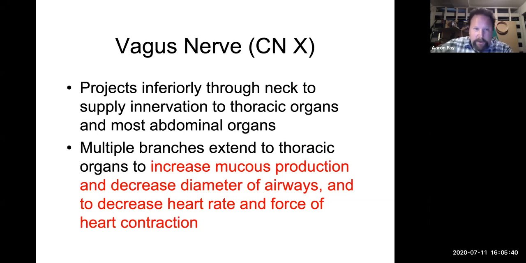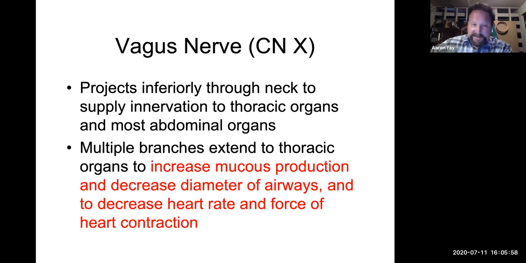Vagus nerve. The vagus nerve does a whole lot. It projects inferiorly through the neck and supplies innervation to the thoracic and abdominal organs, most of the abdominal organs. It is a big, important cranial nerve, pretty much taking care of everything in your ventral cavity. You're not taking care of it, but it's associated with it.